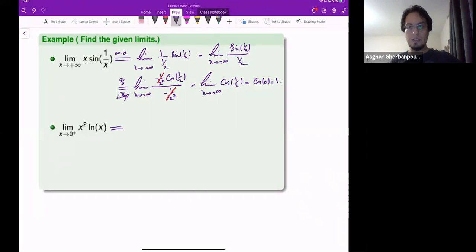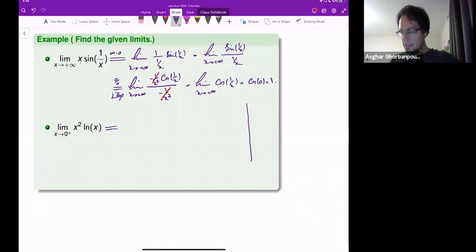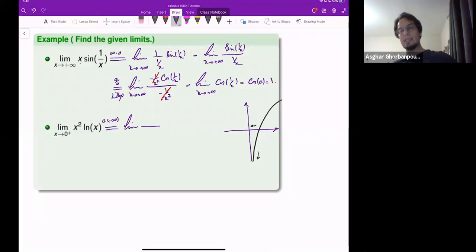Let me do the other one. Here, as x goes to 0 from the right, remember the graph of ln x. The graph of ln x is something like that. As x goes to 0 from the positive side, the limit is negative infinity. And the limit of x squared is going to be 0. 0 times negative infinity. We can either write ln x as 1 over 1 over x, or write x squared as 1 over 1 over x squared. Here, 1 over 1 over x squared will work better.